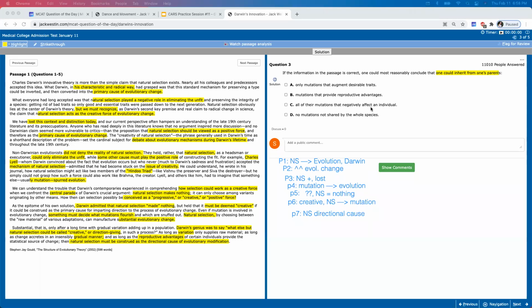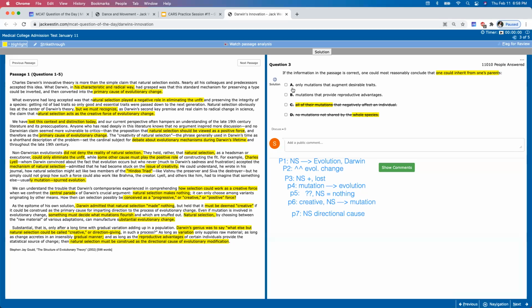All of their mutations that negatively affect an individual. Okay, this is too extreme, just by saying all of their mutations. Same with A, because it says only. And no mutations not shared by the whole species. That's also extreme because we didn't mention that the whole species had to share it. So we can eliminate that.